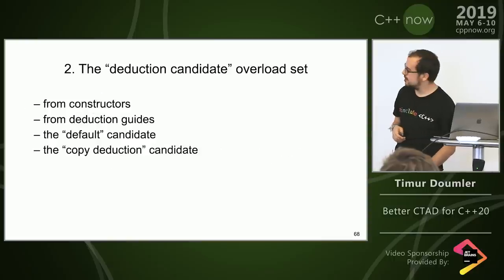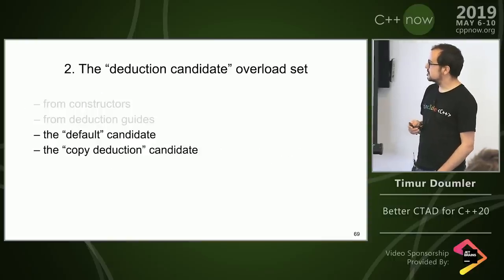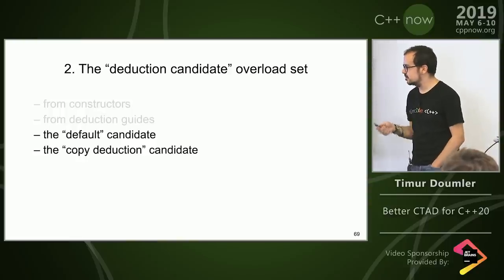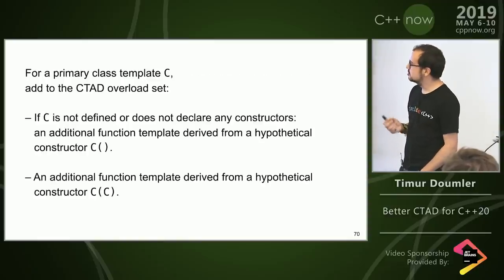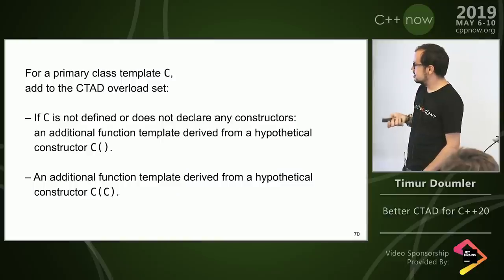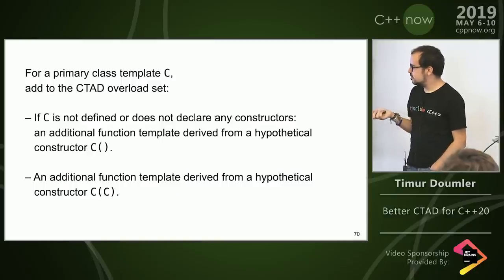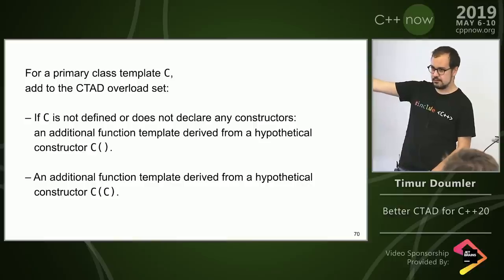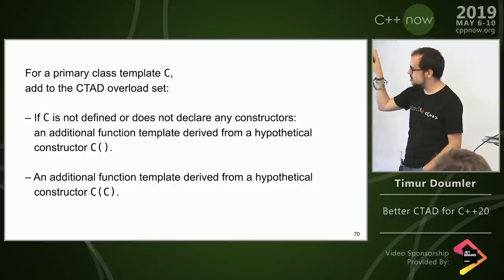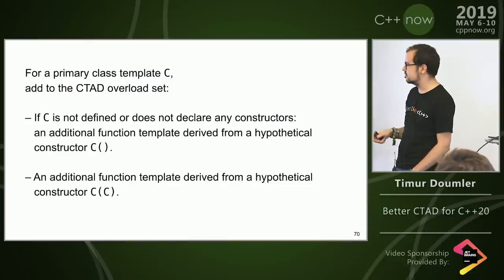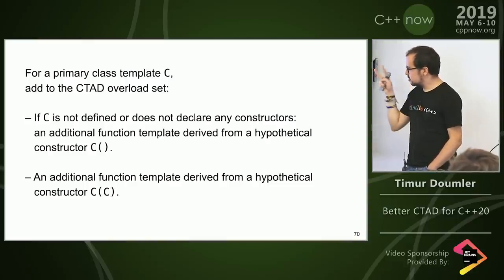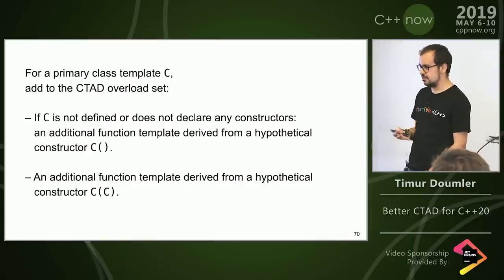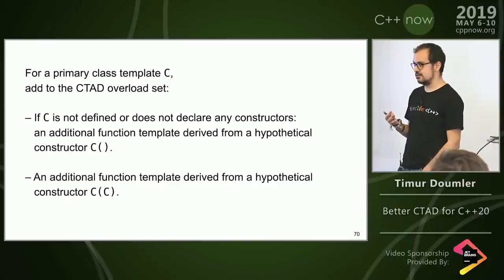Okay. So we still have these two other things. You don't only synthesize functions from constructors and deduction guides, but you also have these two. What are they? For a primary class template C, it adds this default constructor kind of function if C is not defined or if it doesn't have any constructors. And also it does this thing that kind of looks like a copy constructor. When I saw this stuff, I was literally implementing CTAD in a C++ front end, and I was like, I need to figure this out. What does this mean?